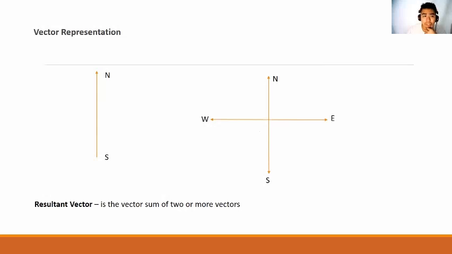So in vector representations, we use arrow. So arrow for the directions, we have as for example in north and south. The arrowhead points to north. And we have here directions: north, east, south, and west. The resultant vector is the vector sum of two or more vectors.